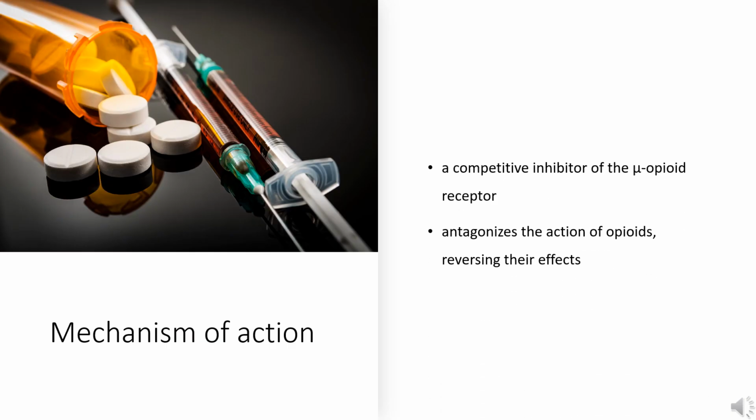Mechanism of action. Naloxone is a competitive inhibitor of the opioid receptor. Naloxone antagonizes the action of opioids, reversing their effects. If a patient has not taken opioids, naloxone does not have a significant effect on patients.